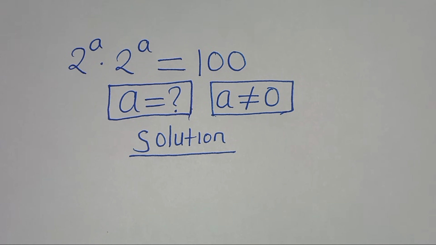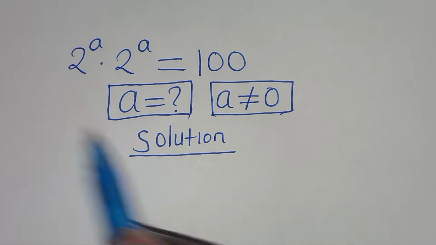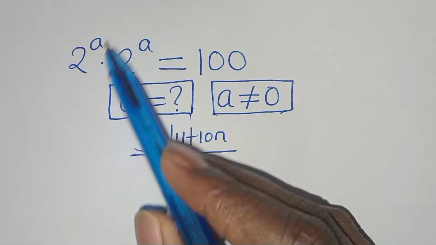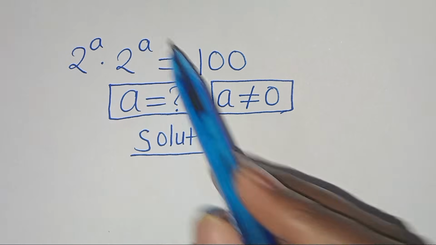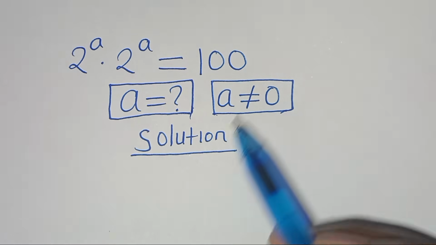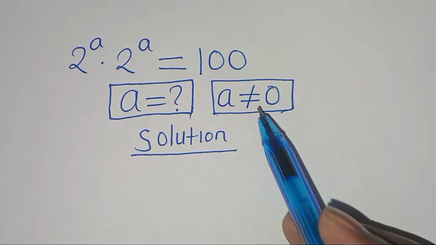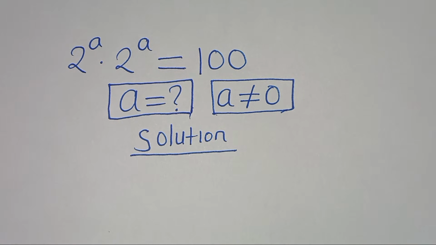Hello everyone, you're welcome to solve this nice exponential equation, which is 2 to the power of a times 2 to the power of a. This is equal to 100. What is the value of a given that a is not equal to 0?